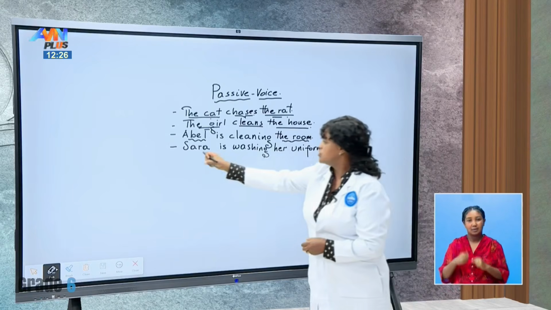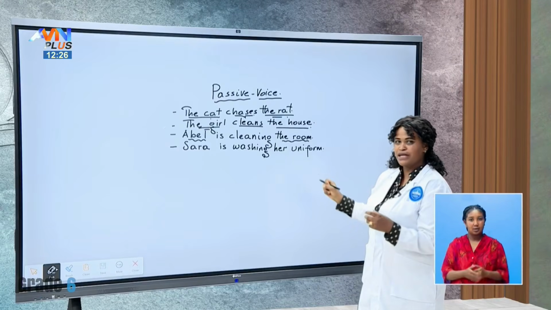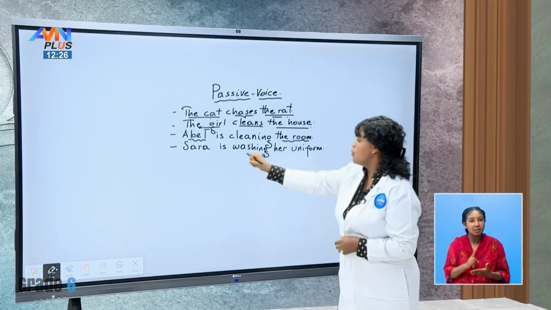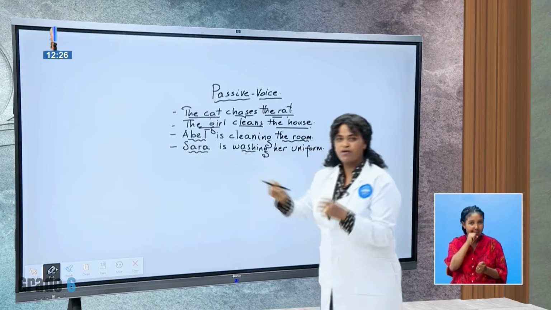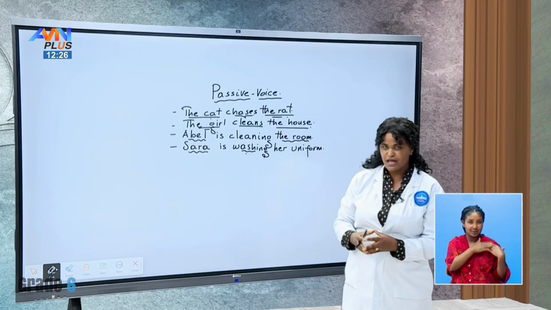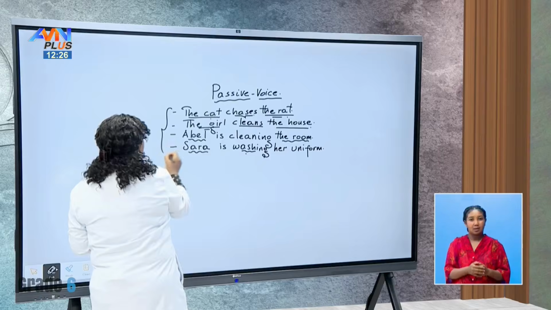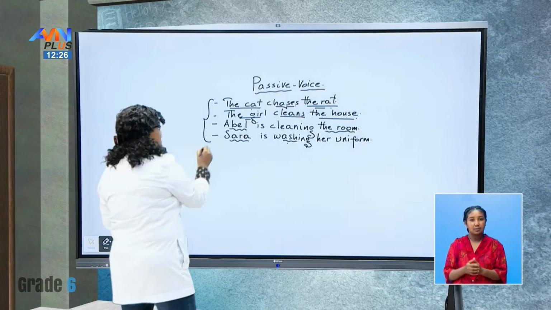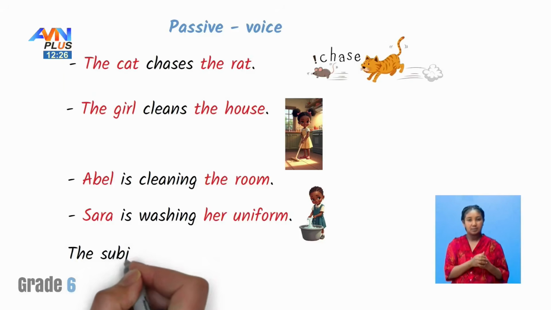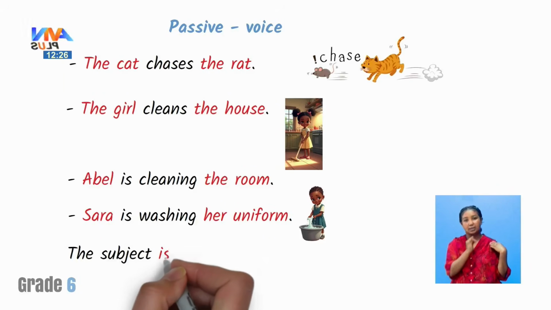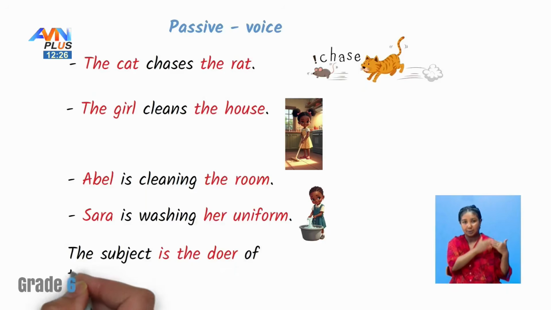Let's go to the last sentence. Sarah is washing her uniform. Now something is happening to the uniform. What is that? Washing. Who is doing this washing? That is Sarah. Sarah is what? Our subject. Now, on these sentences, what I've been trying to show you here is the subject. The subject is the doer of the action.